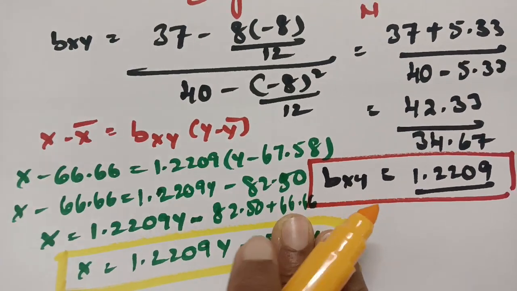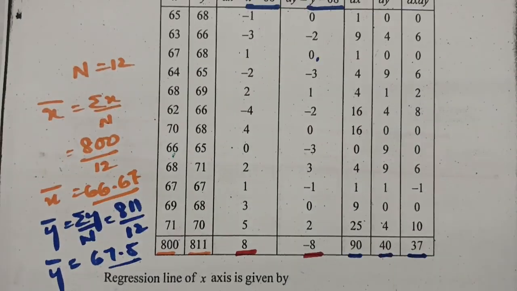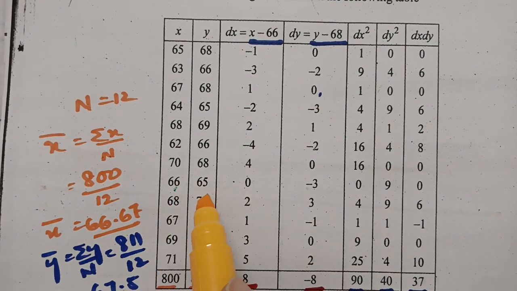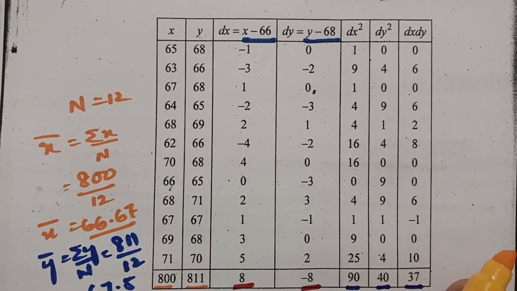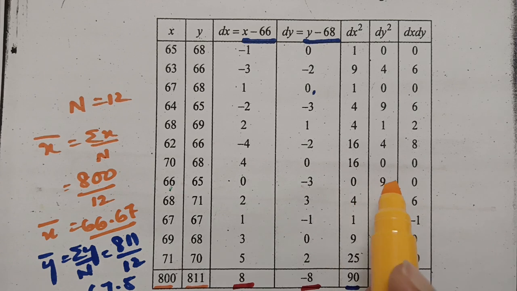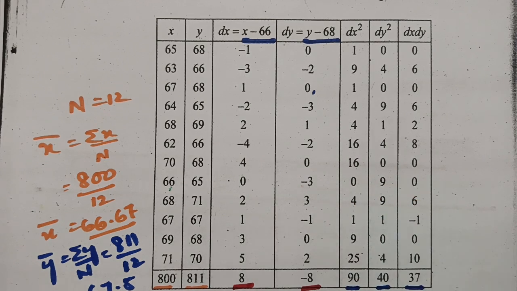See here, this is most important, as you can solve very simply using the table, and the table is also very easy. X series, y series, dx, after subtracting from the assumed mean, dy, and dx square, dy square, and dx dy. So this is how we have to solve, and the next problem is also ready for you.